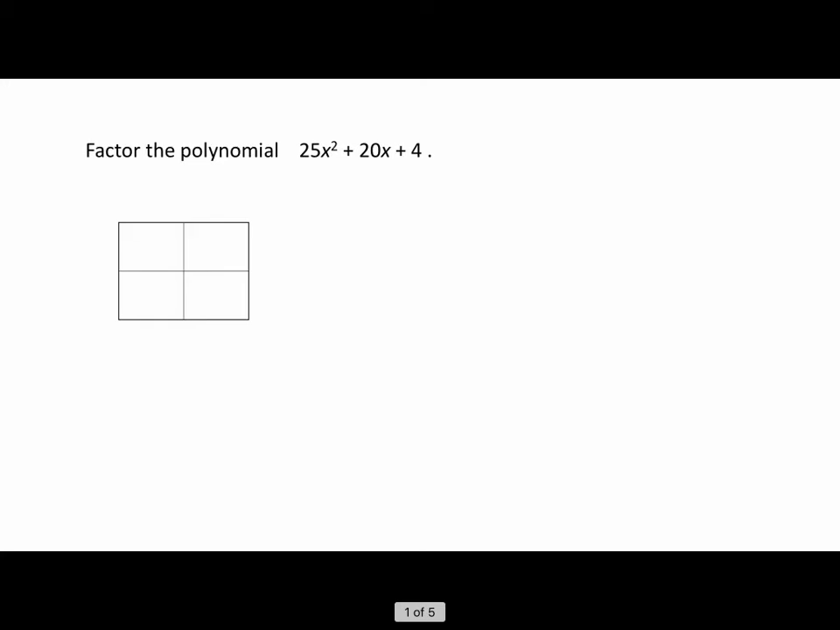We want to factor this polynomial, 25x squared plus 20x plus 4. So just like any trinomial, we're going to be looking for factors of the first term, 25x squared, and factors of the last term, such that the sum of the products of those factors is the middle term. So x squared can only be x times x, but there are choices for both 25 and 4.